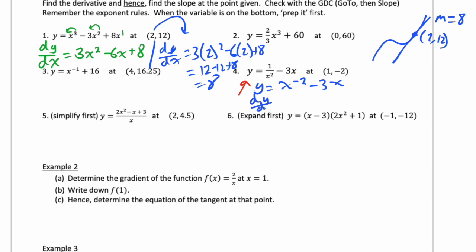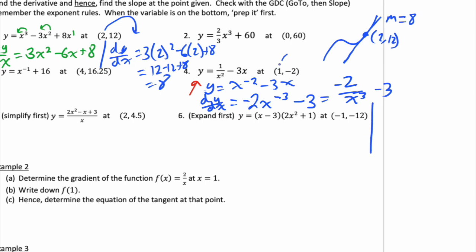So this is when you write dy/dx, because now we're actually finding the derivative. Negative 2 comes down front. The exponent gets reduced by 1. And when you get something like 3x, it just becomes 3. And that is negative 2 over x cubed minus 3. So then we sub in the x value only. And actually that's just 1. So you're going to have dy/dx equals negative 2 minus 3, which is negative 5.